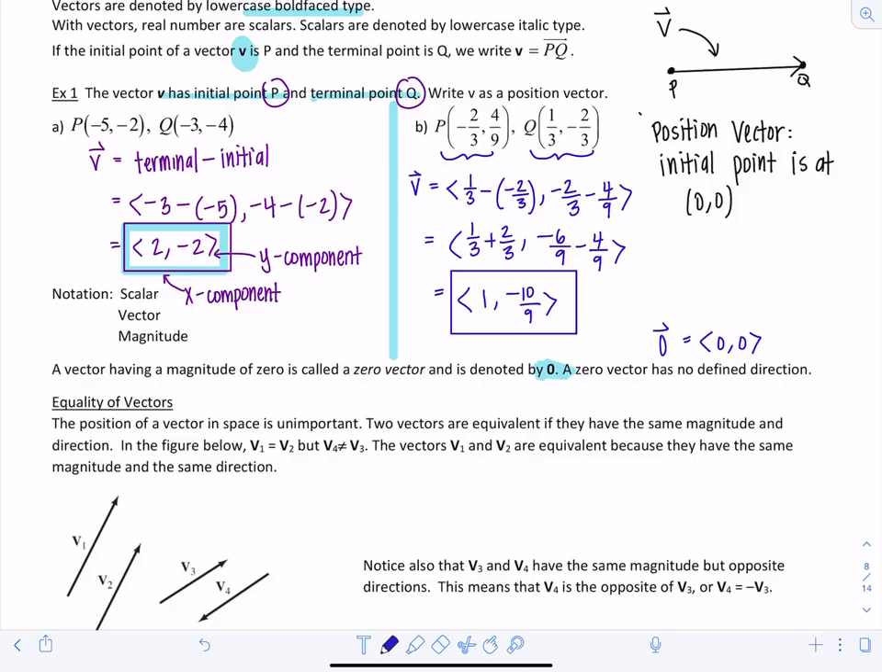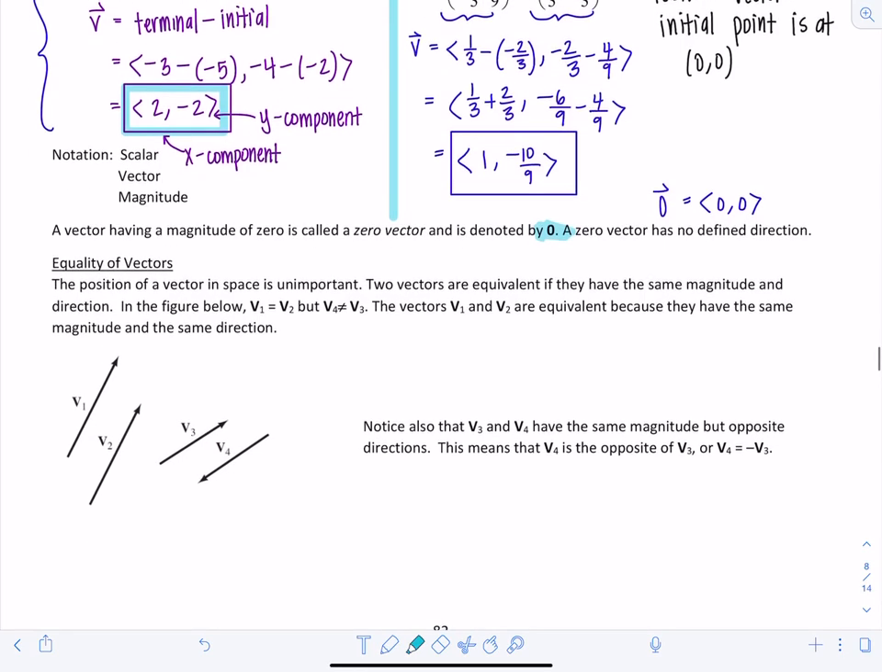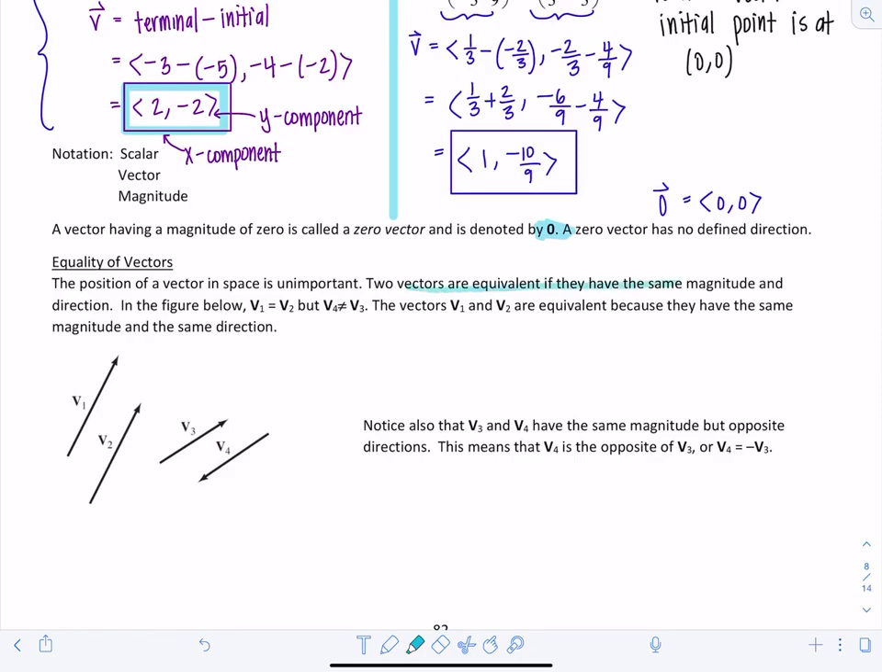Okay. Now, we have to discuss the equality of vectors, because the initial position of a vector in space is unimportant. We looked at that example before where I graphed this vector V, and I had the initial point at -5, -2, and then I drew that same vector again with the initial point at the origin. And those vectors were equivalent. We say that two vectors are equivalent if they have the same magnitude and the same direction.